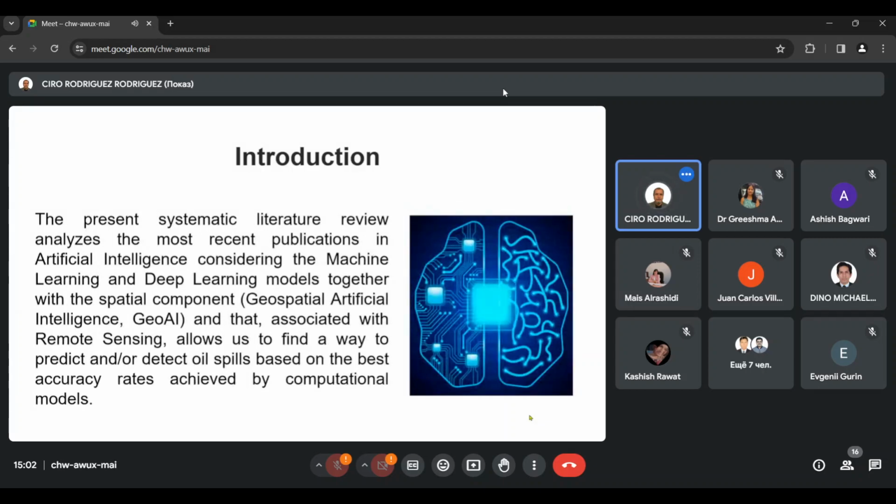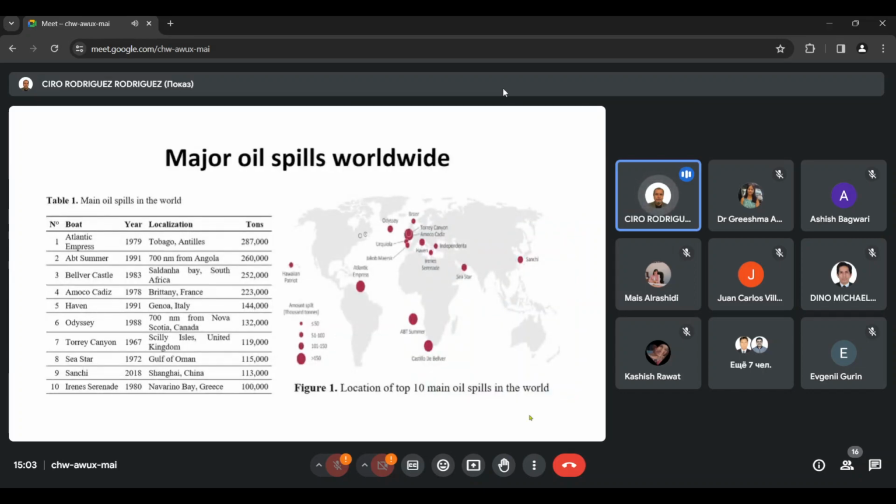So this SLR analyzed the most recent publications in artificial intelligence, considering machine learning and deep learning models with the spatial component, that is, geospatial artificial intelligence, GeoAI. It is associated with remote sensing, which allows finding ways to predict and detect oil spills based on the best accuracy rates achieved by computational models.